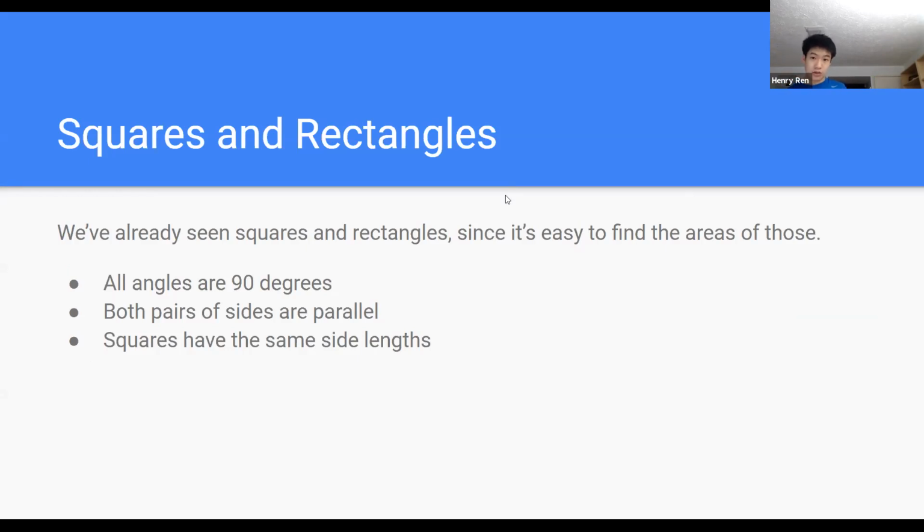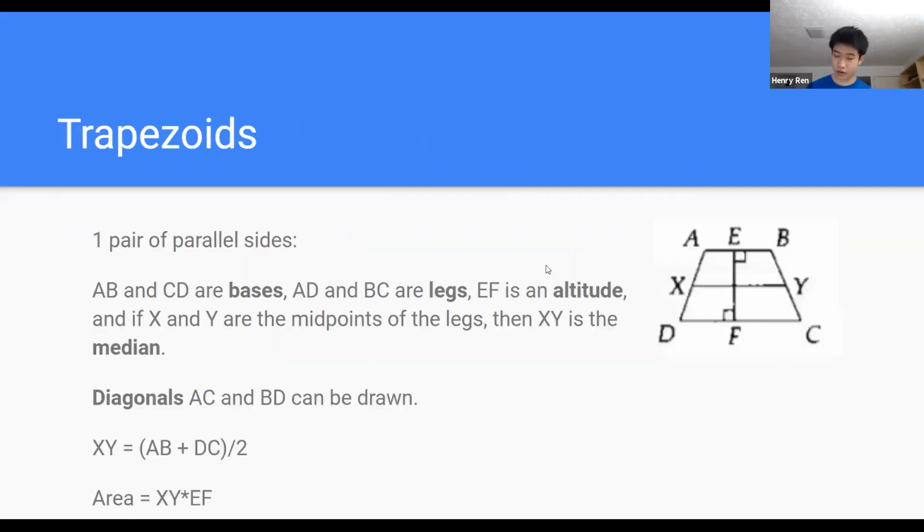Trapezoids. Trapezoids are way different. Trapezoids are just quadrilaterals with one pair of parallel sides. Exactly one pair, by the way. You can't have more than one and call it a trapezoid. One pair of parallel sides.